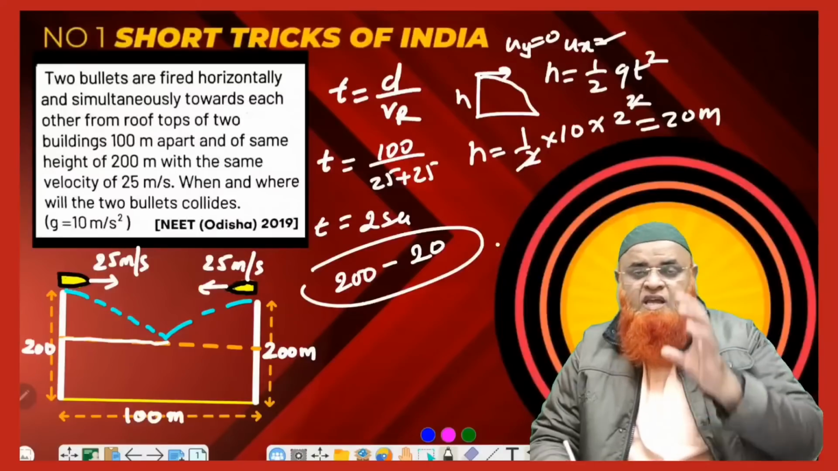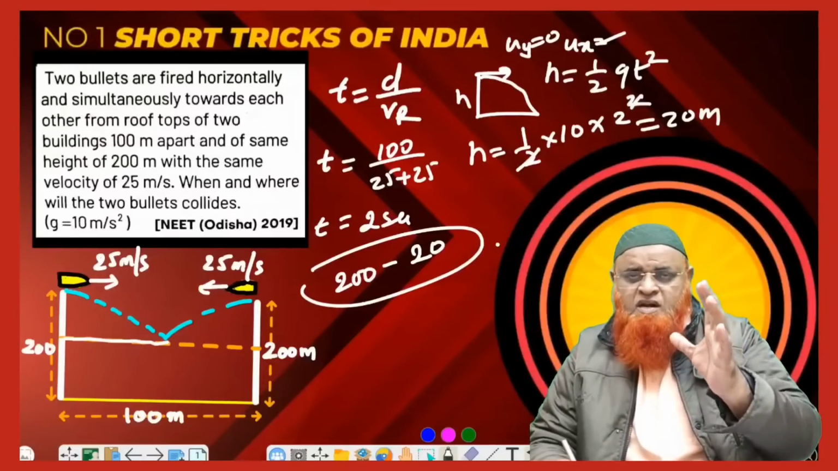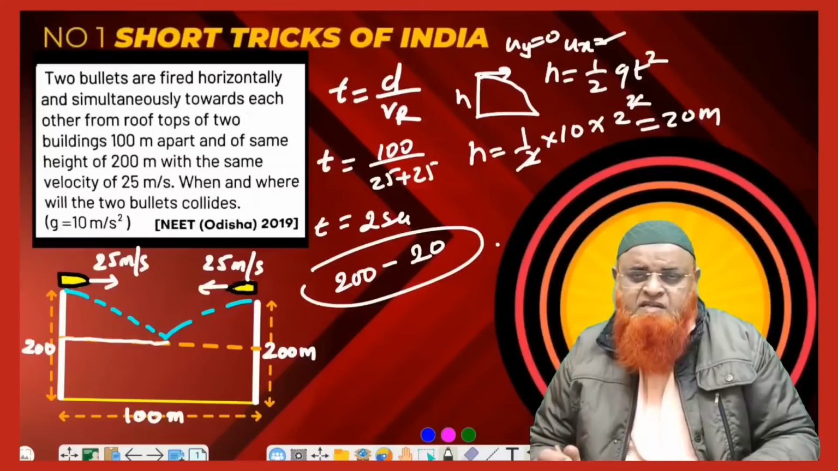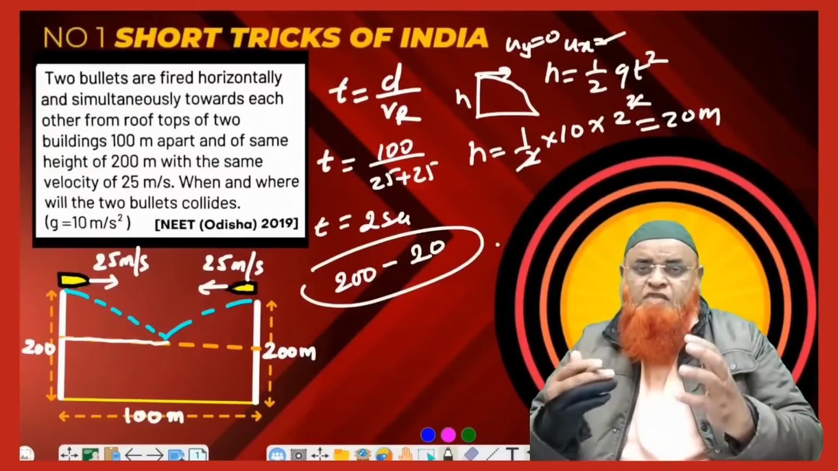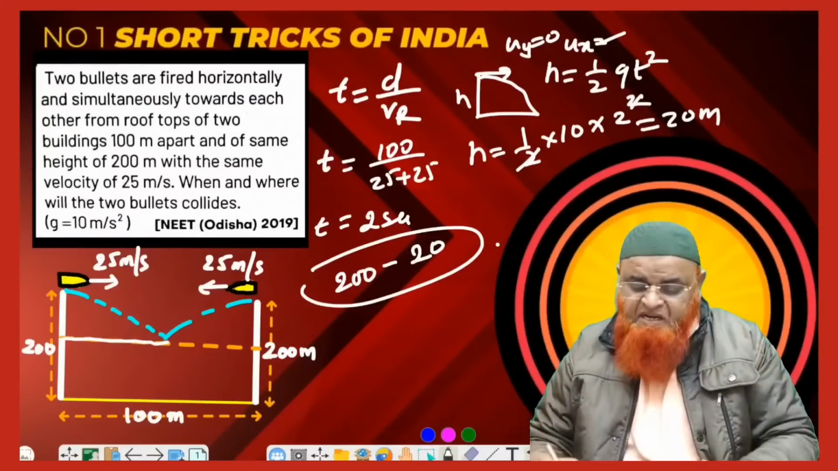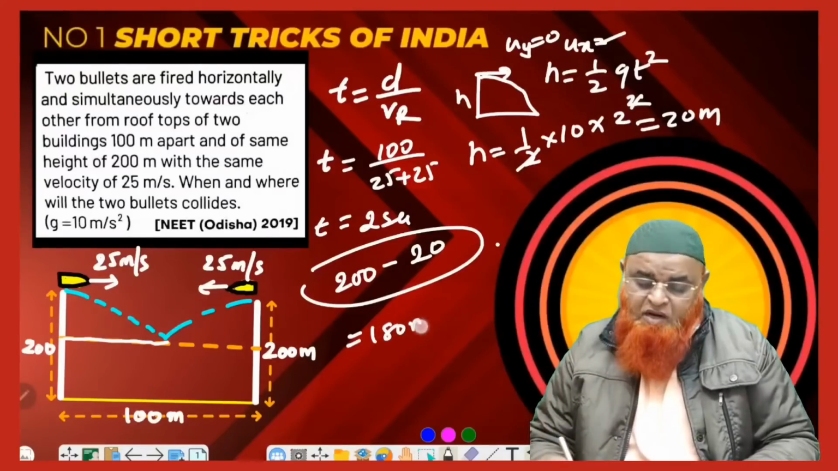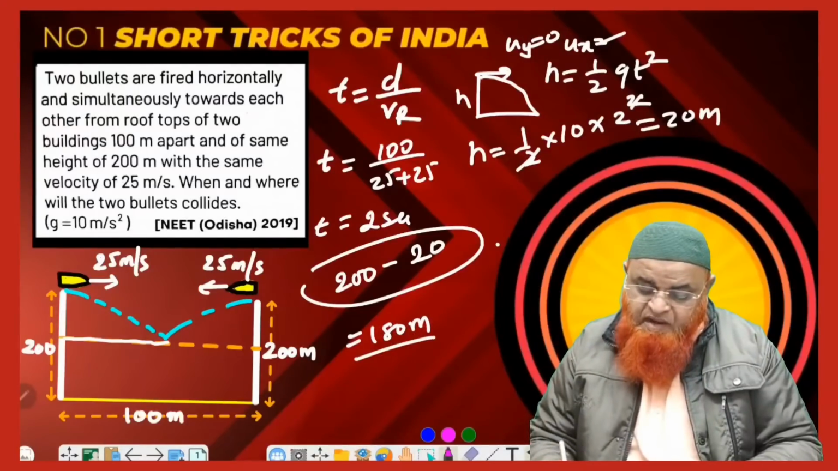Why 200 minus 20? Because the complete height of the tower is 200 and the bullet has come down 20 meters below. So from the bottom, if you want to find out the height at which the bullets have met, you have to subtract 20 from 200 and your final answer is going to be 180 meters.